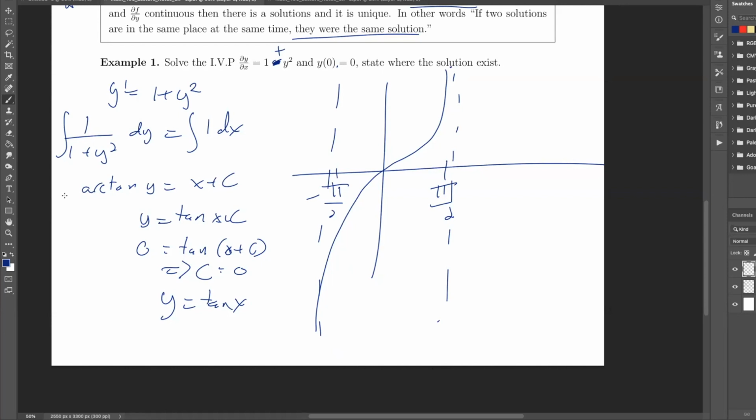Oh, third line out. Here I'm plugging in 0 into my tangent of x plus c. So this is 0 plus c equal to 0. All right, so notice here, now we do have solutions, right?